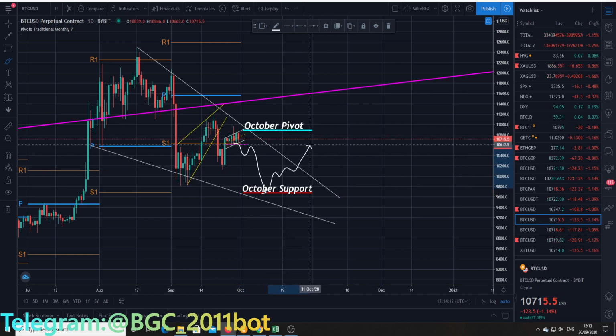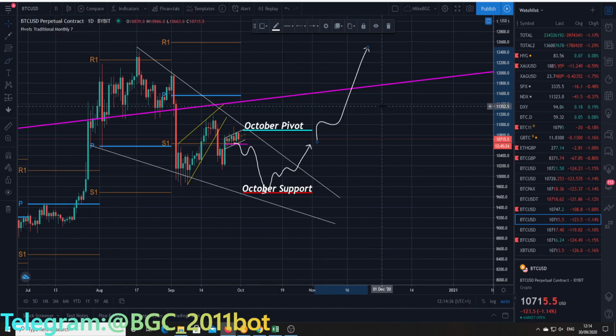and I think in October Bitcoin is going to break out of this resistance line, which is the top line for this falling wedge. After that, I think Bitcoin is going to make a huge run to the upside by the end of October or middle of October, or after the American election.